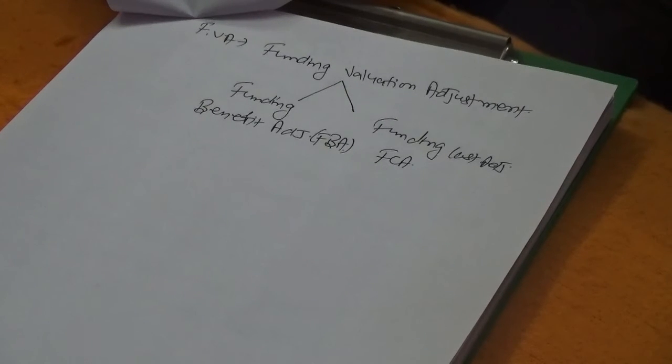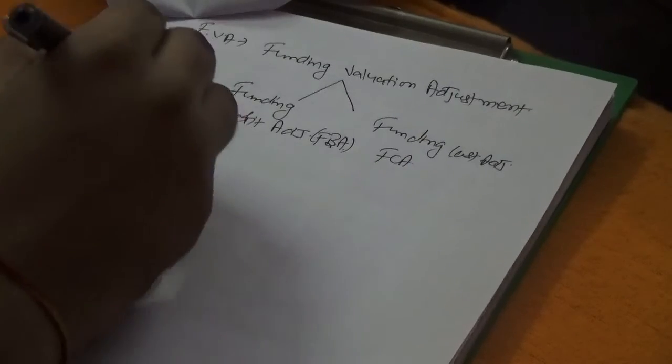So I am entering into a lot of derivative contracts for which I need to raise cash from the market, and I need to pay some cost, and that cost is FVA, which is shortly known as funding valuation adjustment. But overall, funding valuation adjustment would be divided into two parts, which are funding benefit adjustment and funding cost adjustment. And this only applies to big banks like American banks, European banks and others. Forget that this applies to Indian banks. This does not apply to Indian banks.